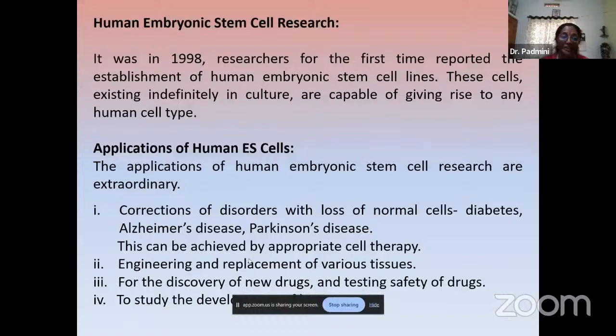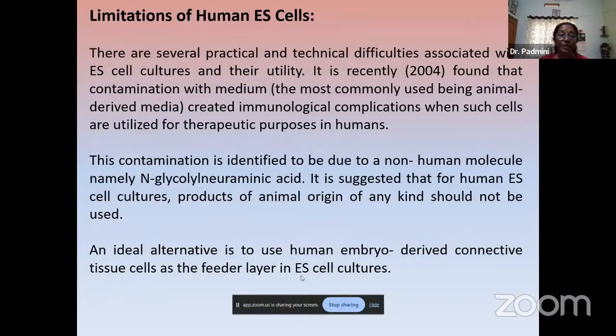Then you have engineering and replacement of various tissues, the discovery of new drugs and testing the safety of drugs, and studying the development of human cells in different types. So that was about applications. What are the limitations? Though science research sometimes looks so easy, and now we have medicines to treat all these problems, definitely there will be some limitations, because everything has an advantage and a disadvantage.